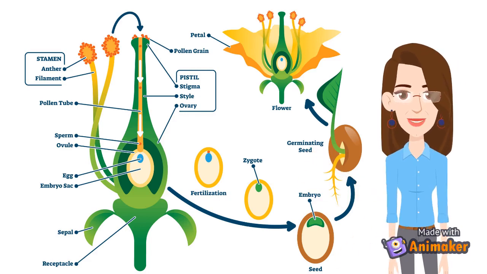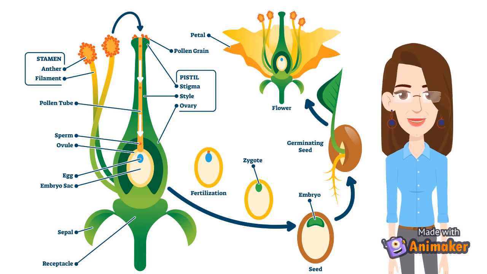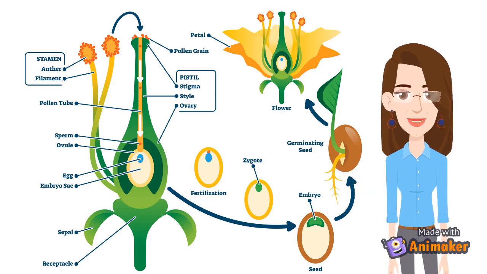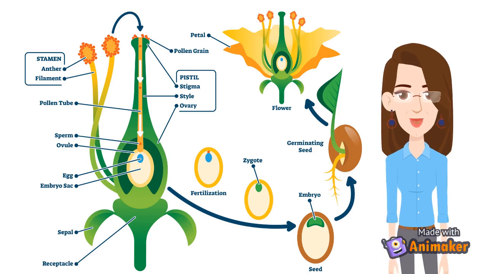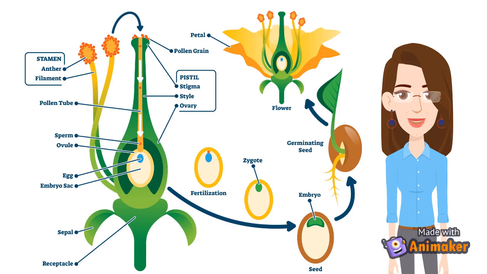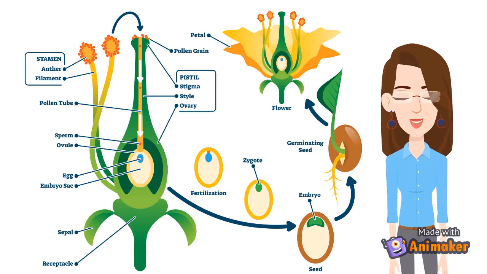A male gamete travels down the pollen tube and fuses with the egg cell inside the ovule, which forms the zygote. The zygote divides several times and grows into an embryo. The embryo develops into the seed, and we all know seed develops into a new plant.